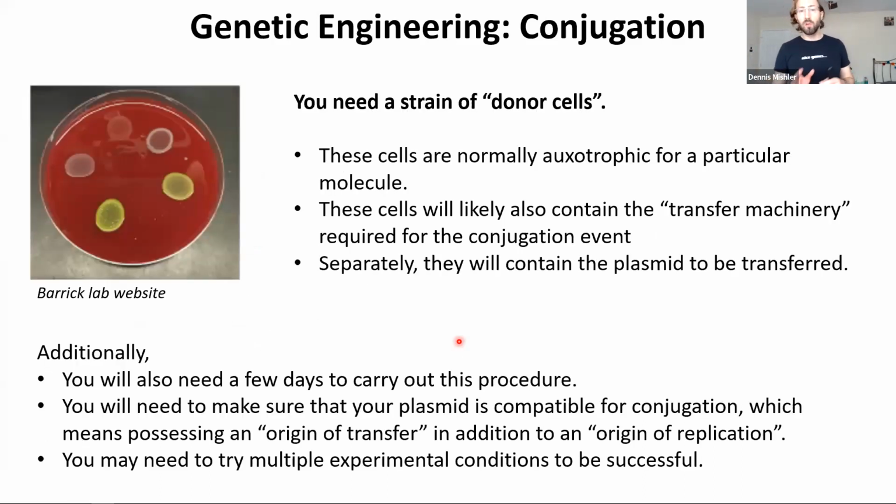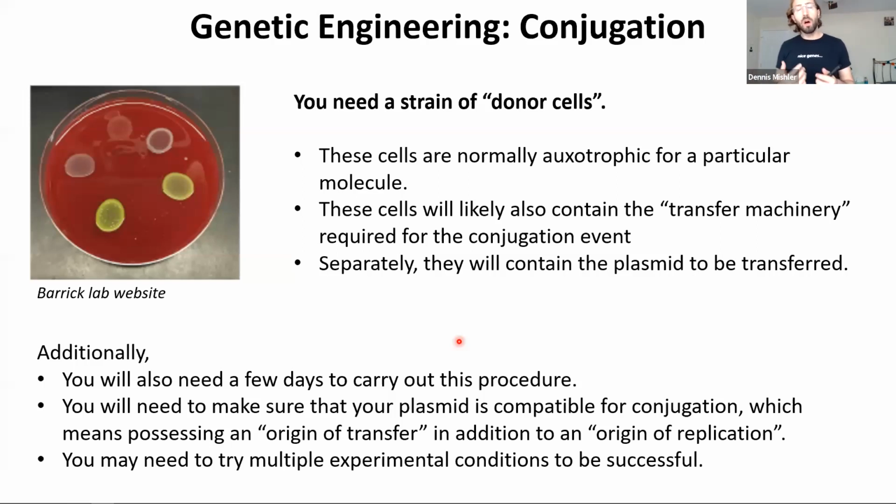So these are cells that are normally auxotrophic for a particular molecule. And what this means is that if it's auxotrophic, you have to provide that organism with that specific molecule. If you don't give them that molecule, the bacteria won't grow. So your donor cells need to be auxotrophic.